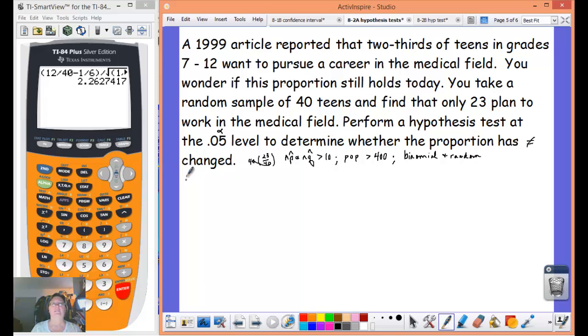The next step is to set out the hypothesis test itself, and we begin by stating the null hypothesis, that we believe the population proportion is 2/3. That's what the article said in 1999. 2/3 of 7th through 12th graders want a career in medicine.